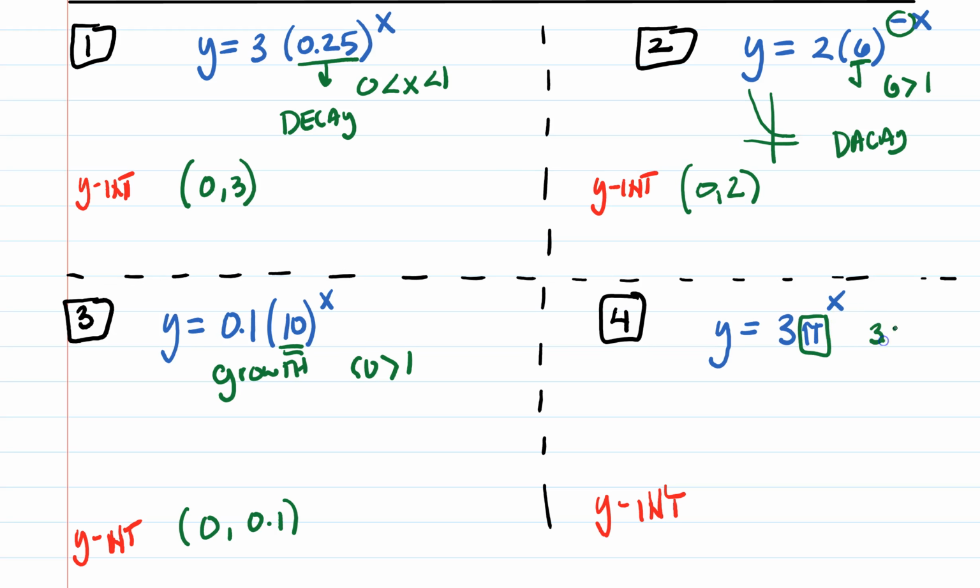And then for this fourth one here, I have the number pi raised to the x power. Pi is about 3.14. Of course, that's greater than 1. So anyway, I have growth here.